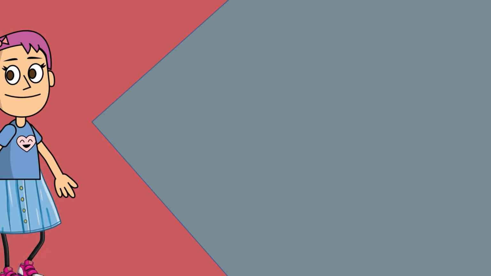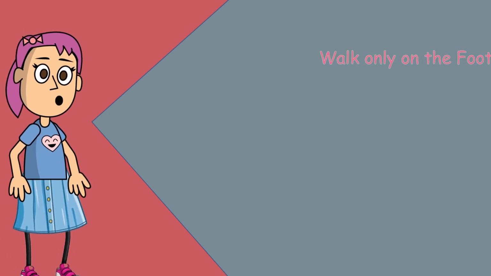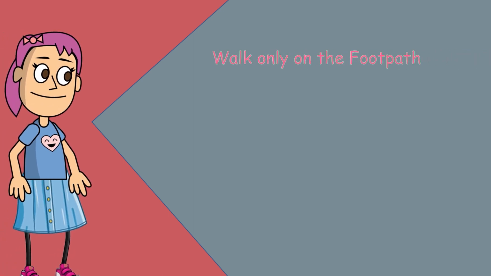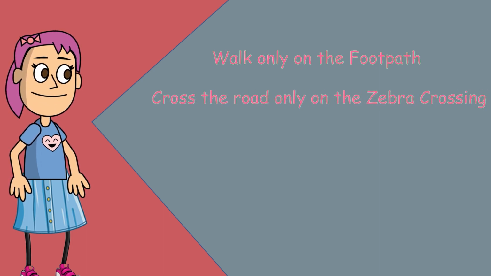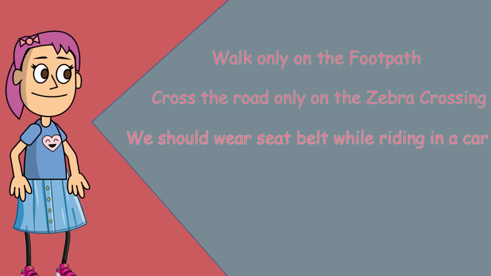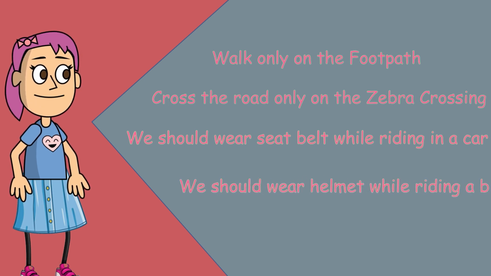Some of the basic traffic rules to be followed. Walk only on the footpath. Cross the road only on the zebra crossing. We should wear a seat belt while riding in a car. We should wear a helmet while riding a bike.